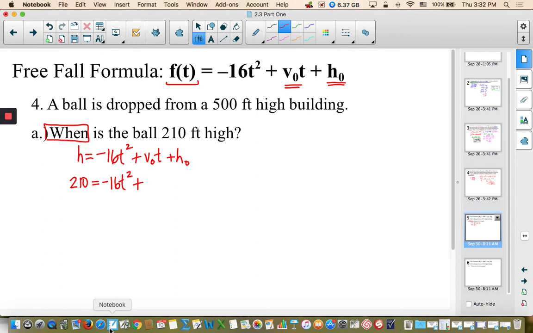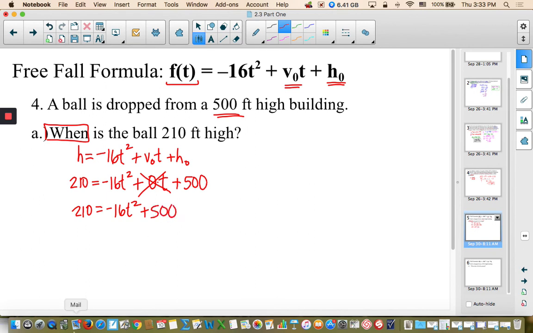If we think about what happens when we drop a ball, if we're holding the ball and then we drop it, our initial velocity is 0. It is not moving at all. So our initial velocity here is 0 times t plus h sub 0, our initial height. It tells us right here our initial height is 500, so that would be 500. This, of course, is just 0, so that will cross out. So I have 210 is equal to negative 16t squared plus 500.